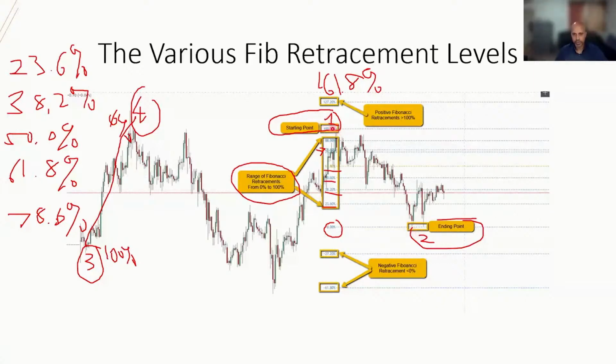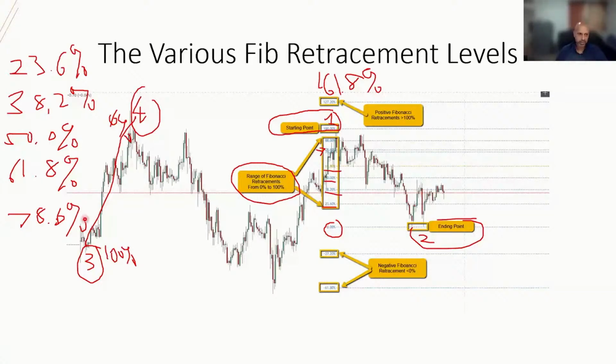In this case, we're drawing the retracement from point 1 to point 2, and the subsequent retracement levels at 23, 38, 50, 61, and 78.6 are going to highlight potential resistance levels. Do take note, when we draw the Fibonacci retracement for a downtrend like this, the subsequent retracement levels help us identify potential resistance levels.